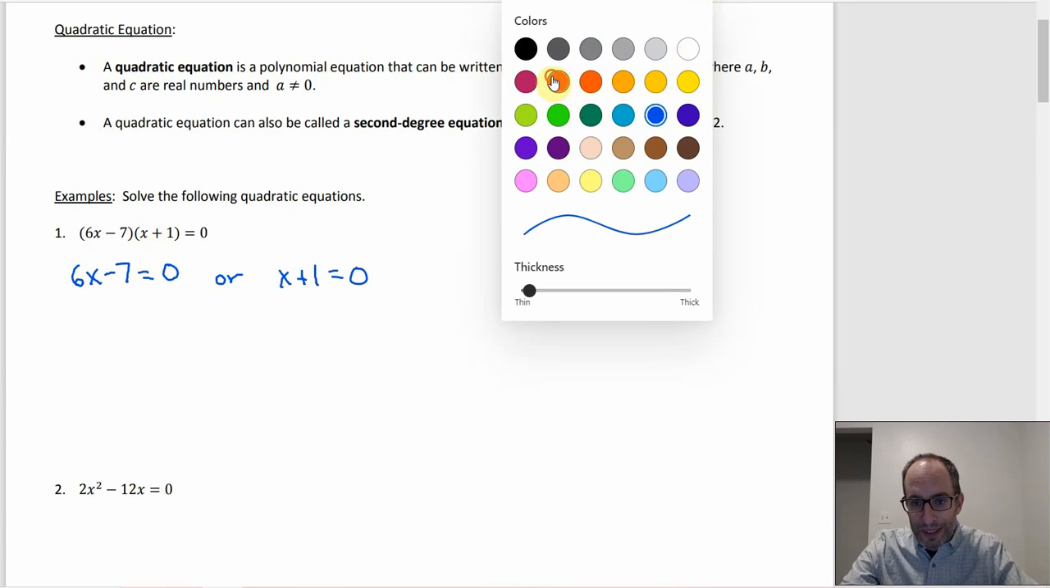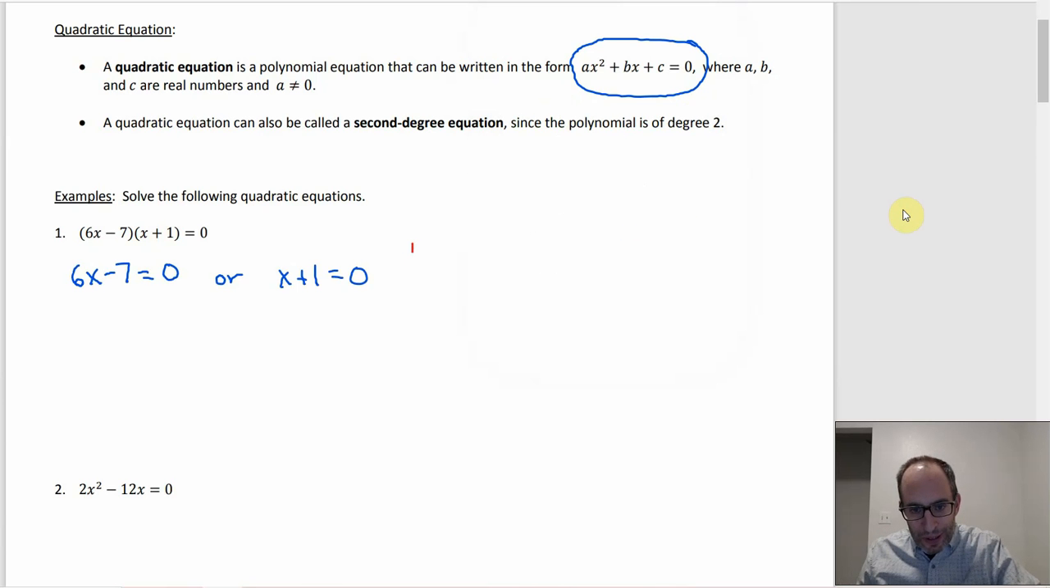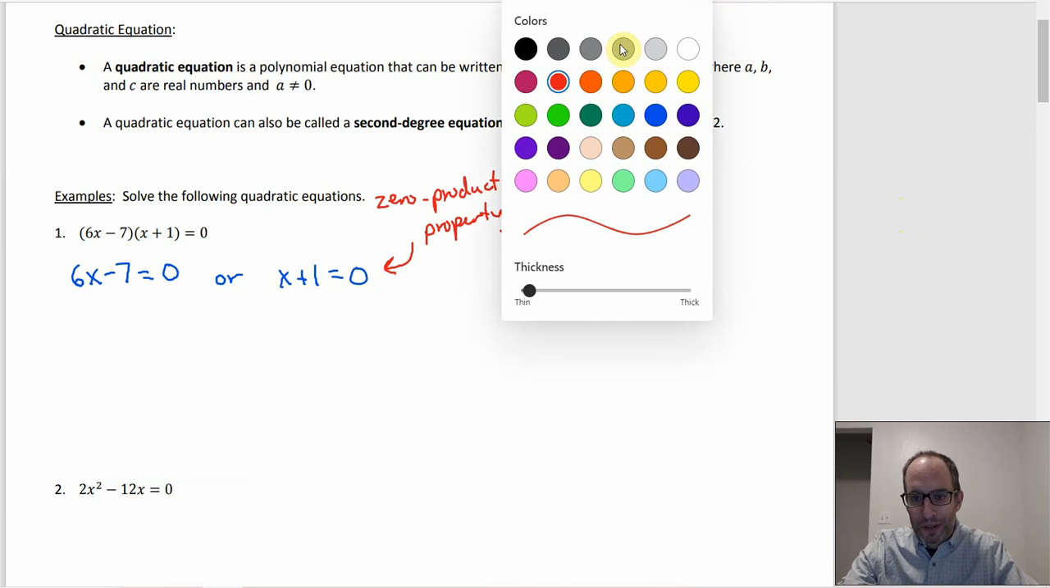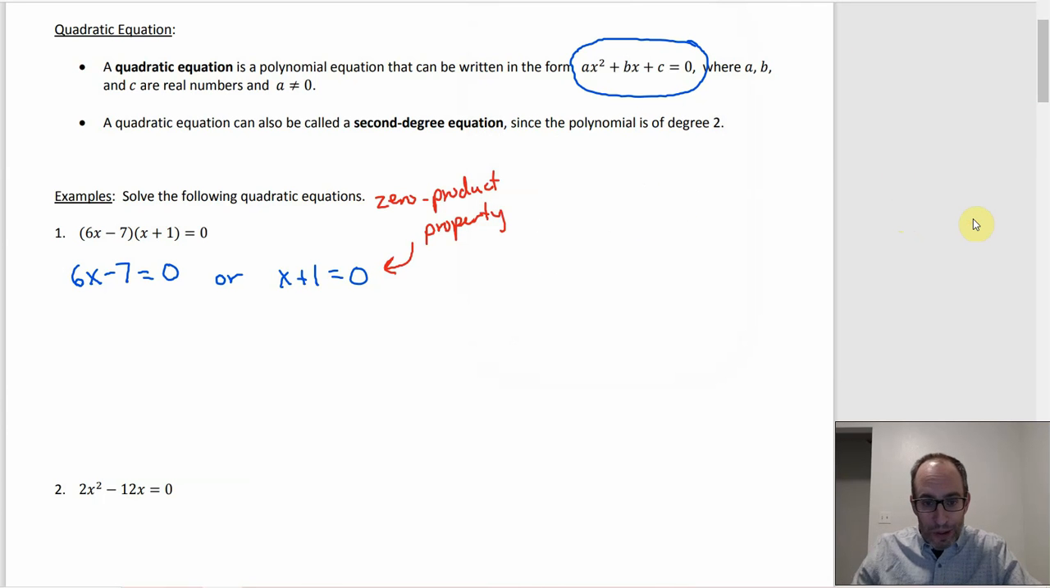I can label that in a different color. This step to go from there to there is the zero product property, based on this product being equal to 0. Then we can just solve those individually, and they're not that bad, especially the one on the right, because you just subtract 1 from both sides and x is equal to -1. So that would be one possible answer.